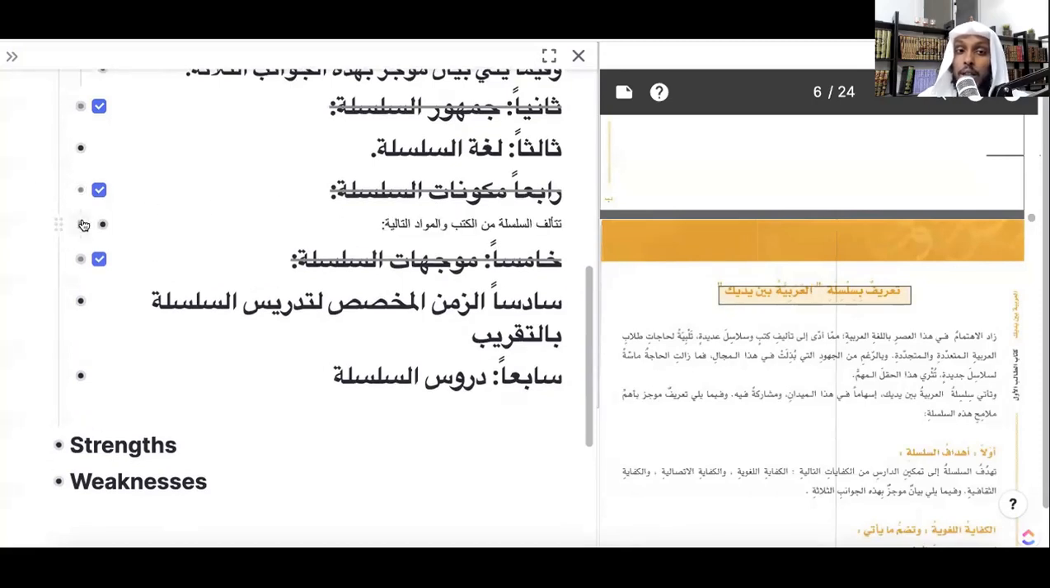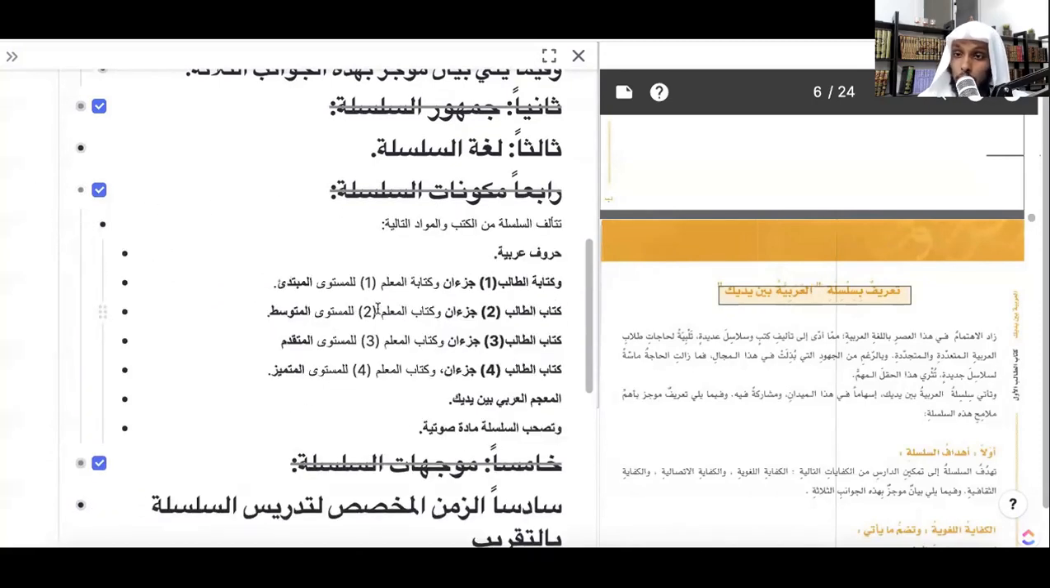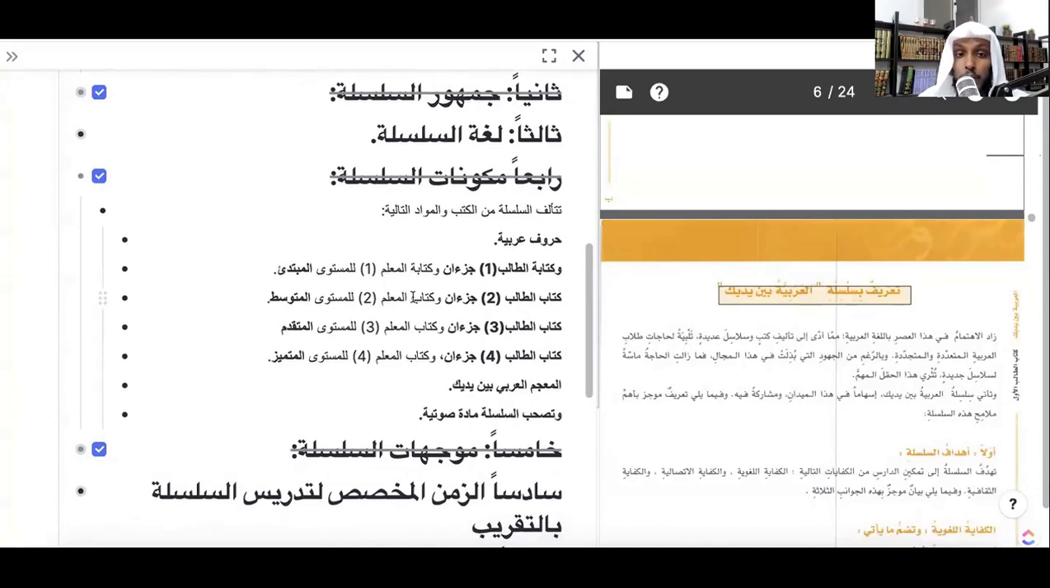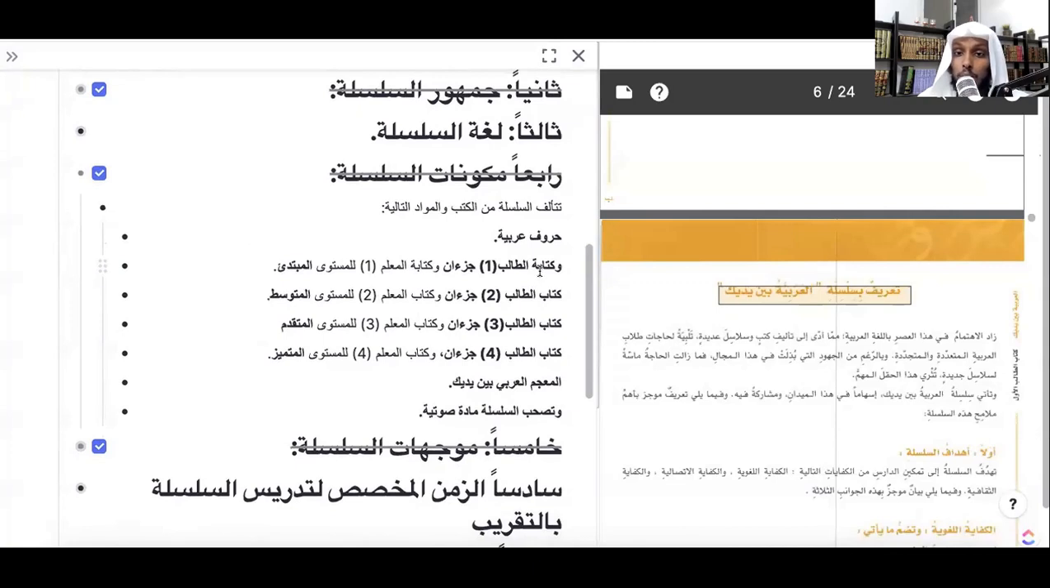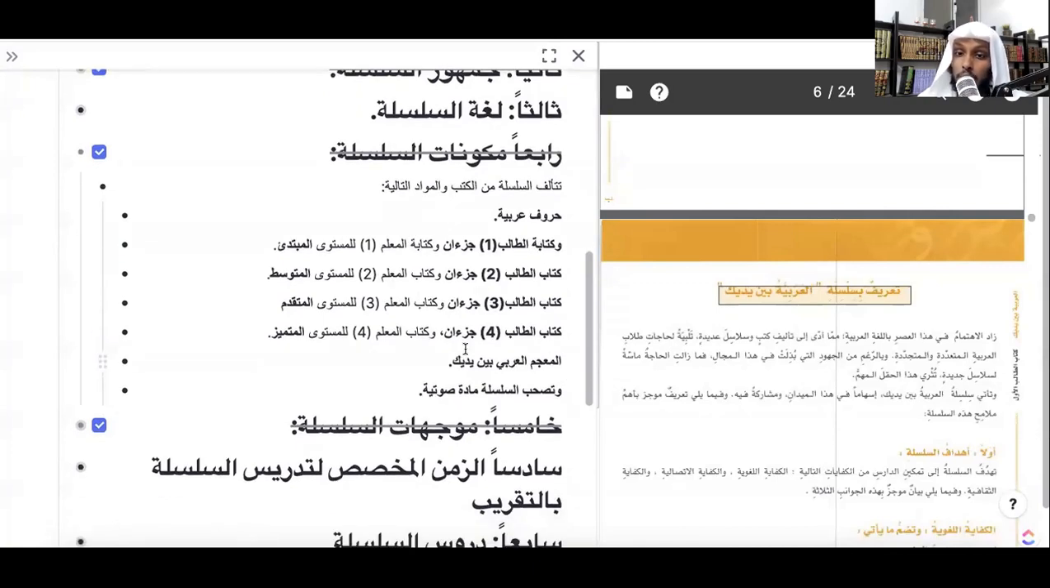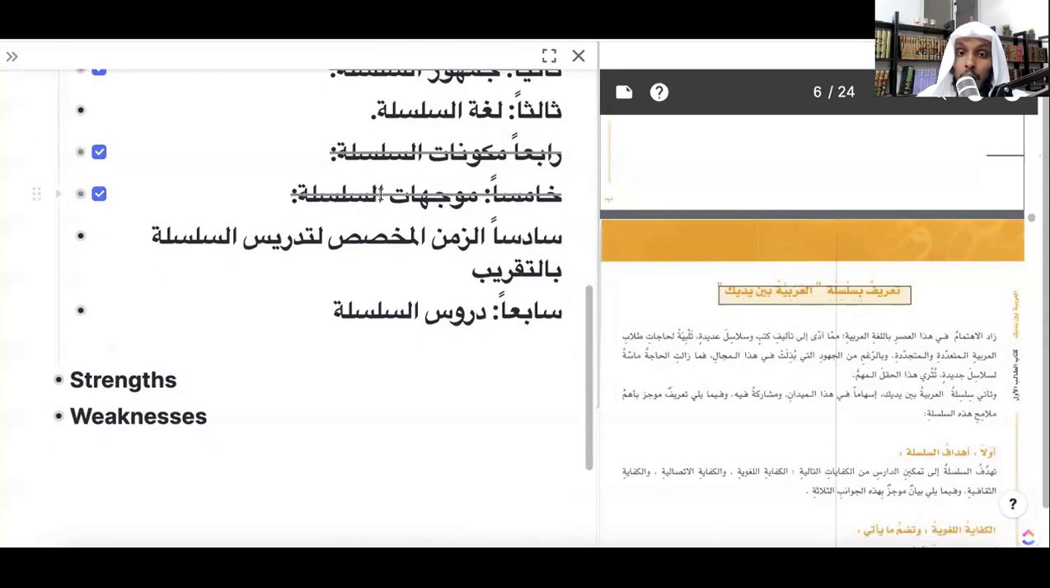What does the silsila consist of? We know 8 levels, 8 books, 4 levels. Okay, each level being 2 books. They've got student books, 2 student books, and 1 teacher book as well. They also have a dictionary, and they also have audios for practicing pronunciation and listening skills. We'll get to that later. خامسا موجهات السلسلة. These are basically the things that set this series apart, and I'll talk about that when we get to strengths of this series, inshallah.